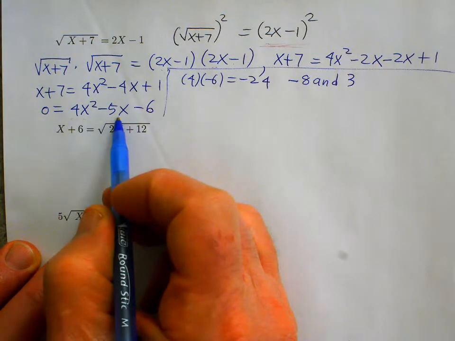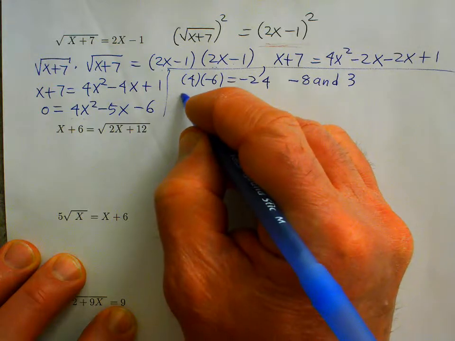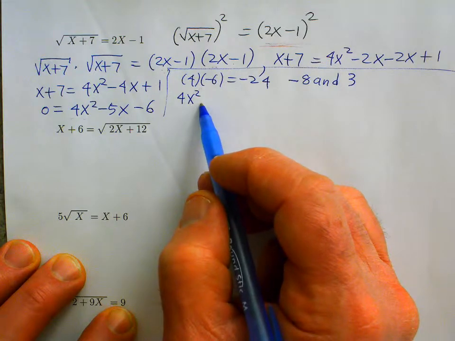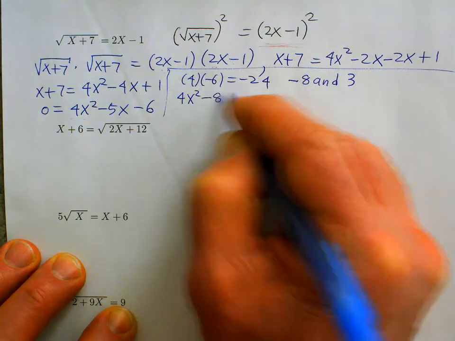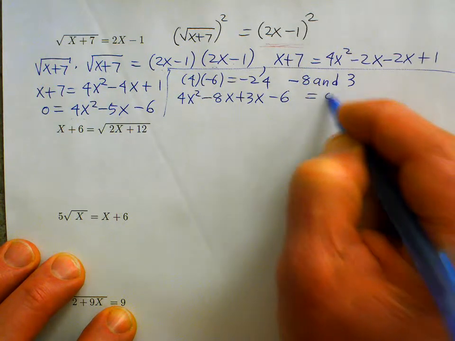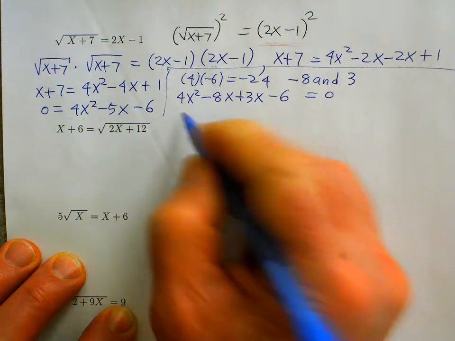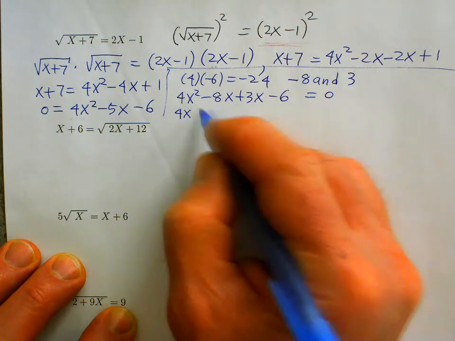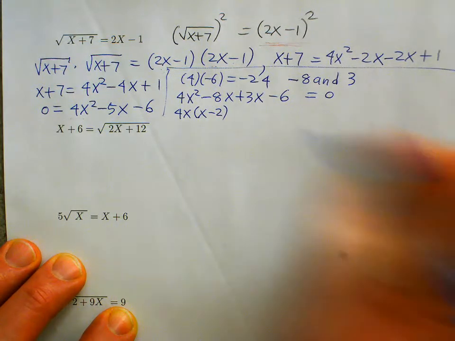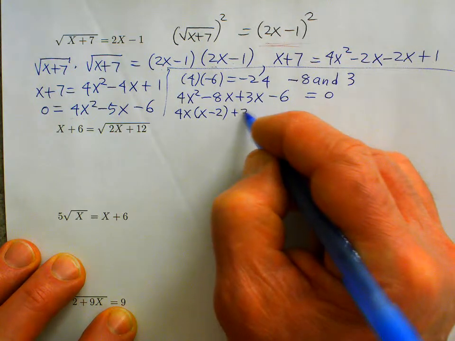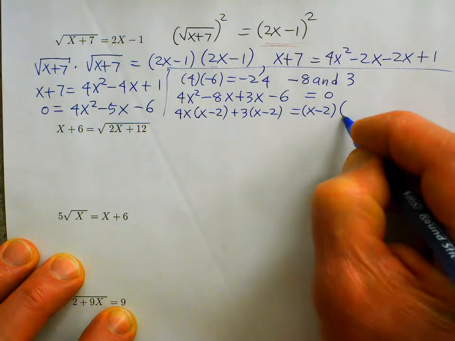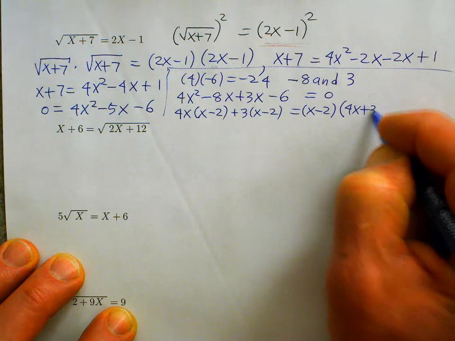So 4x squared minus 5x minus 6, we're going to transform that into a quadrinomial. So I'm going to write 4x squared minus 8x plus 3x minus 6 equals 0. Then we factor by grouping. Out of the first two terms, the greatest common factor is 4x. So 4x times x minus 2, and then plus 3 times x minus 2. And our two factors are x minus 2 and 4x plus 3.